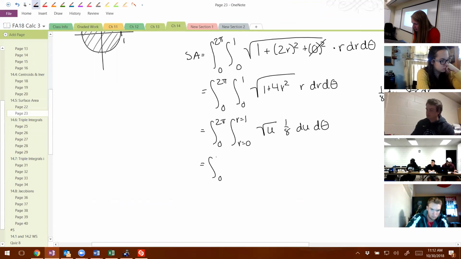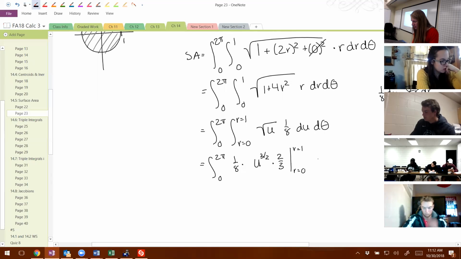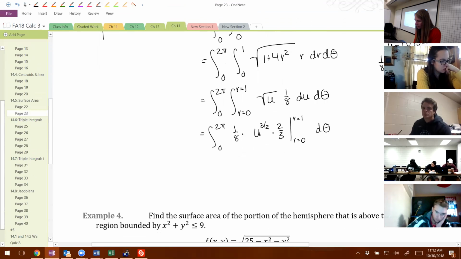So what do we get? 0 to 2 pi is still there. We've got 1/8 times the antiderivative of u to the 1/2, which is what? u to the 3/2, times 2/3. So I'm going to back substitute since I didn't find the limits of integration. And also 1/8 times 2/3 is 2/24, so 1/12.